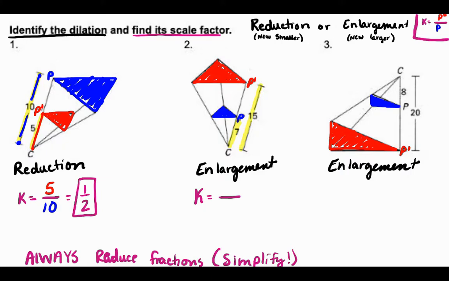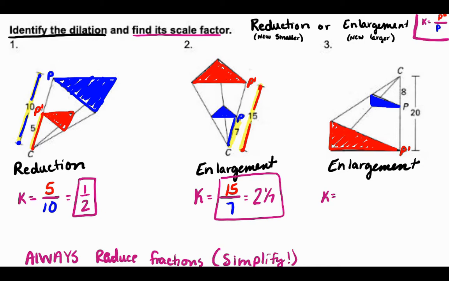We always go from the center to our image for the top of the scale factor, and then from our center to our pre-image for the bottom of the scale factor. You can leave this one as 15/7, or if you like to do mixed numbers, you can do 2 1/7. So our enlargement, our new shape, is 2 1/7 times larger than the original.